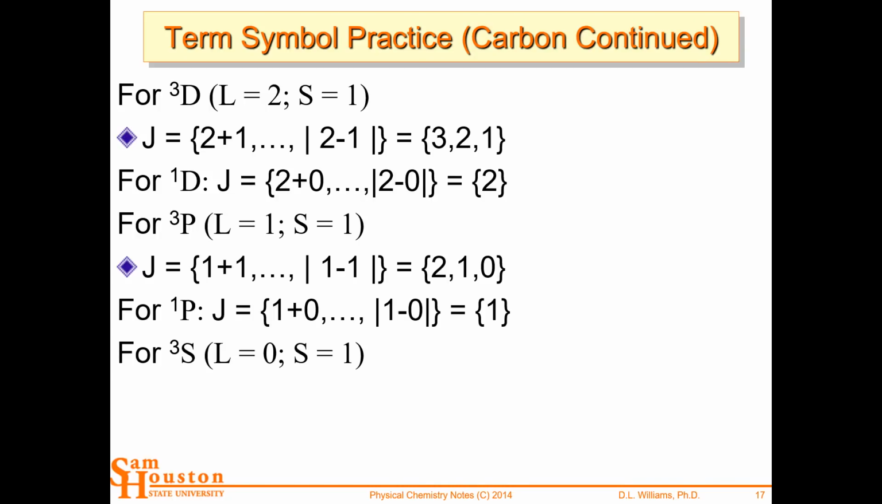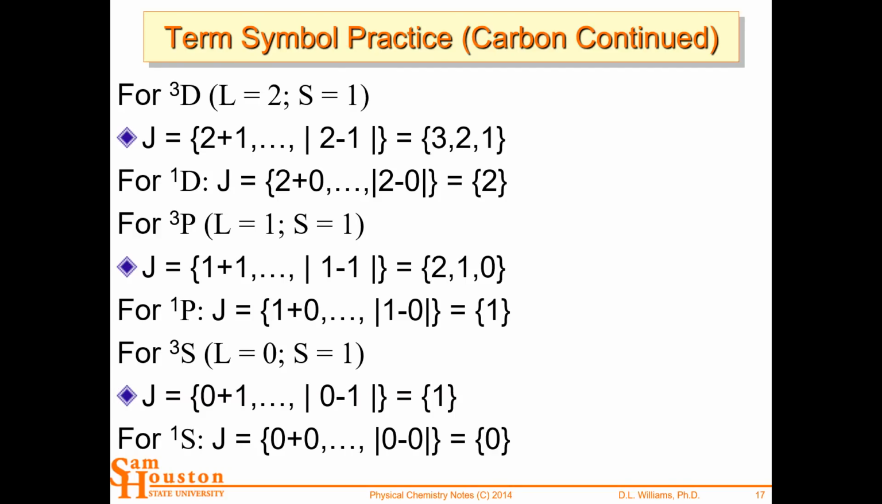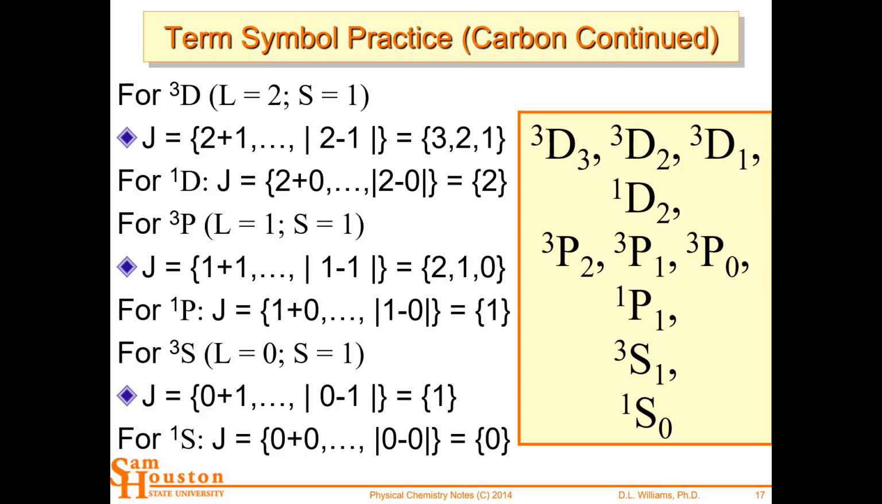So we have a singlet P1. And then for the triplet S, L equals 0, S equals 1. So the J values will be 0 plus 1 and 0 minus 1. We never have any negative numbers in this. And so in any of these cases, always remember the minimum is going to be an absolute value. So there's only going to be one item in that set. So we'd have a triplet S1. And then for the singlet S, everything is 0. So we'd have a singlet S0. So these are all of the terms for a p2 system.